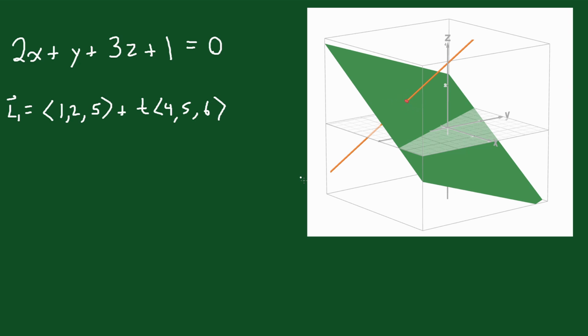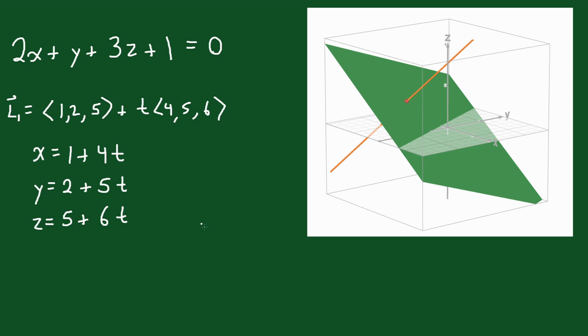So follow along. The first thing you want to do is take this vector equation and turn it into a set of parametric equations. So for x, you would say x = 1 + 4t, right? You do the same thing for y and z. y = 2 + 5t, and z = 5 + 6t. Hopefully by now you know how to make these parametric equations from the vector form.